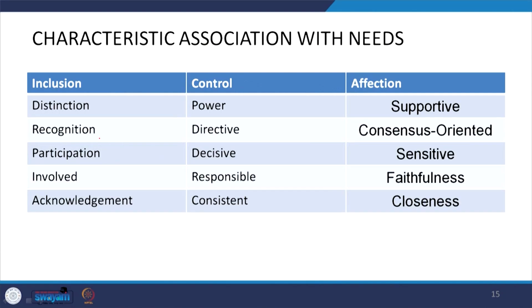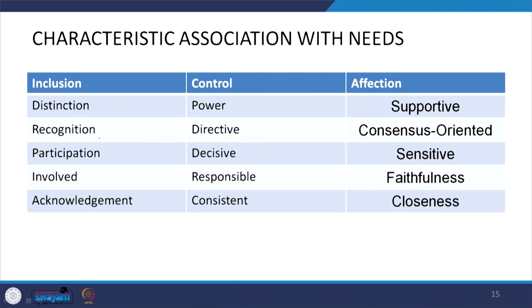What will be the characteristics in the case of control? Control characteristics will be power, whether high or low. Then directive, they will be highly directive oriented or low directive oriented. They are decisive, low or high. Responsible, always, because they have control, and they want to control. Therefore, they feel they are responsible also, they take responsibility and ownership, and then they are consistent, therefore they will always go for this type of control behavior.